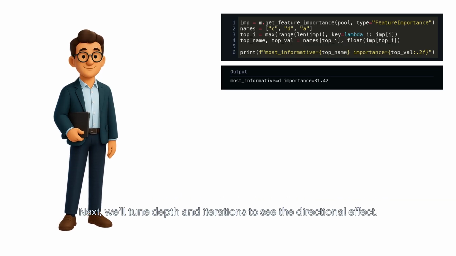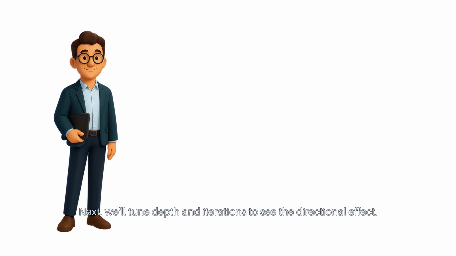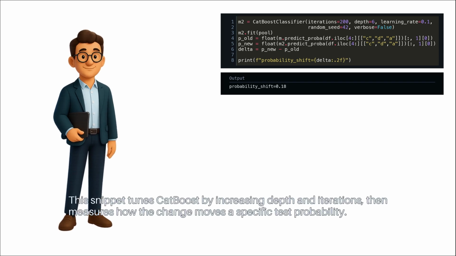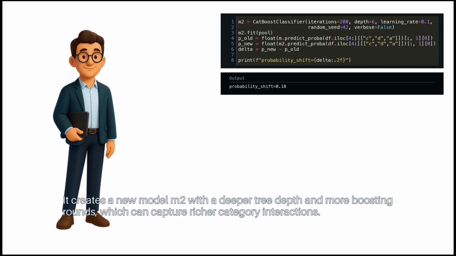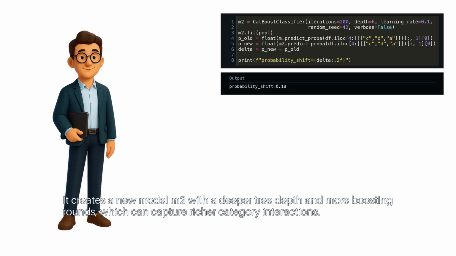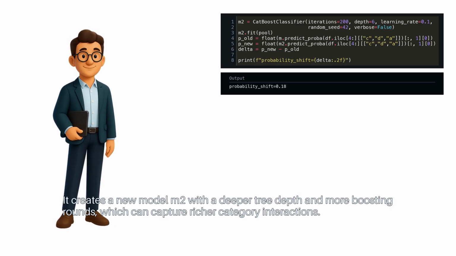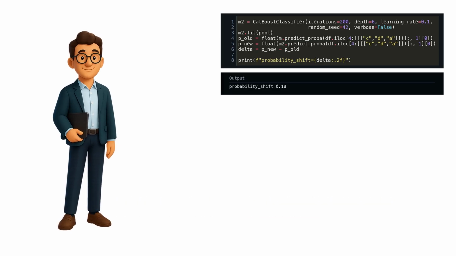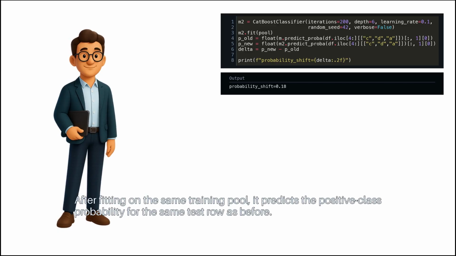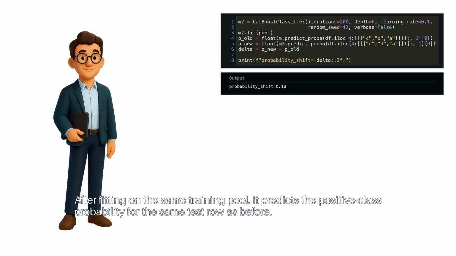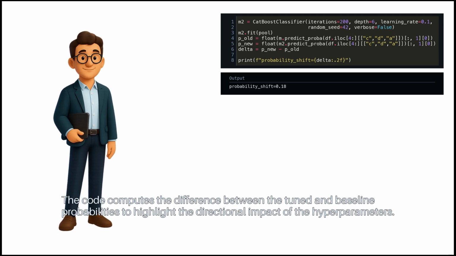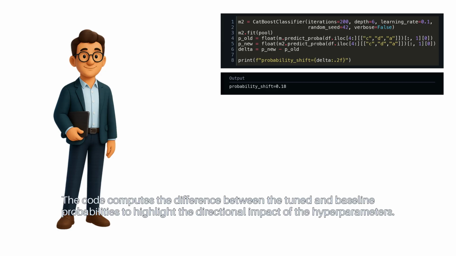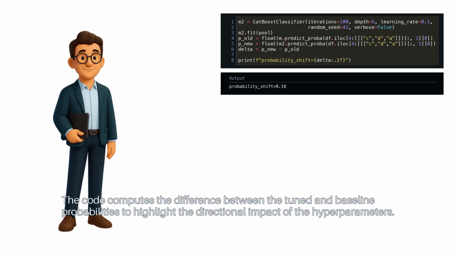Next, we'll tune depth and iterations to see the directional effect. This snippet tunes CatBoost by increasing depth and iterations, then measures how the change moves a specific test probability. It creates a new model M2 with a deeper tree depth and more boosting rounds, which can capture richer category interactions. After fitting on the same training pool, it predicts the positive class probability for the same test row as before. The code computes the difference between the tuned and baseline probabilities to highlight the directional impact of the hyperparameters.